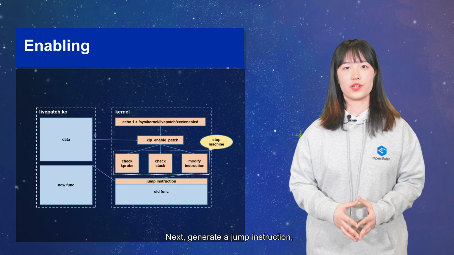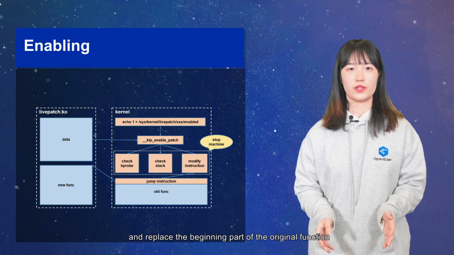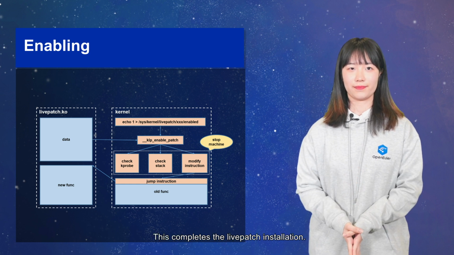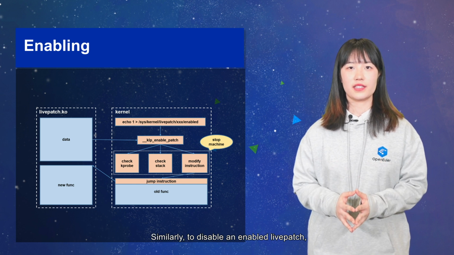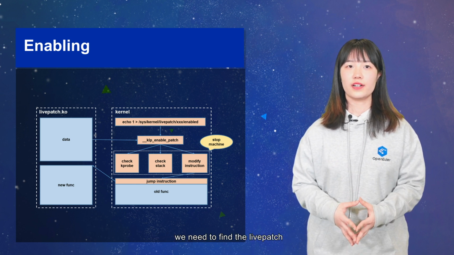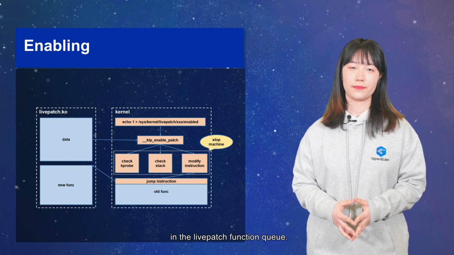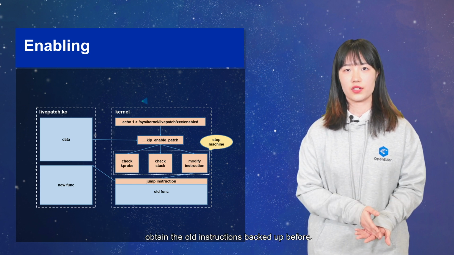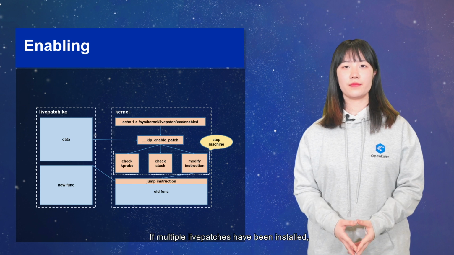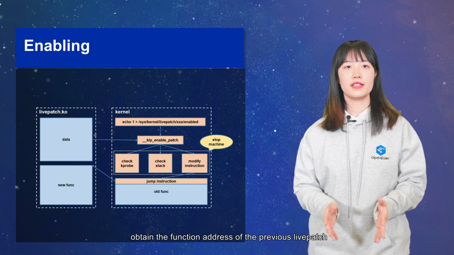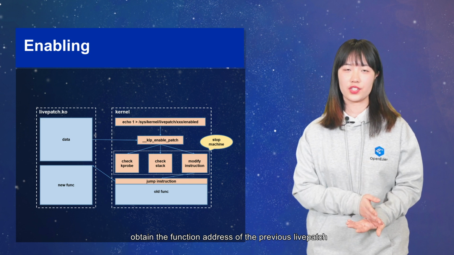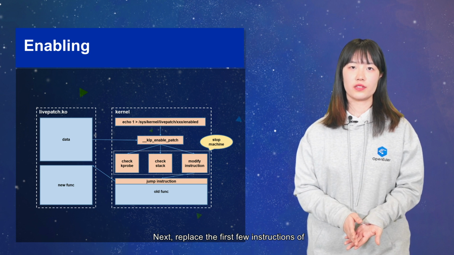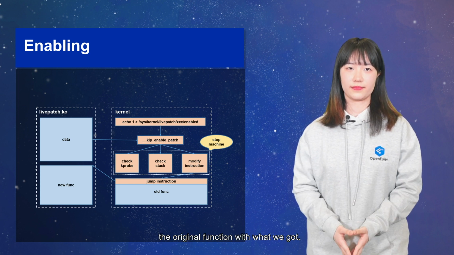Next, generate a jump instruction and replace the beginning part of the original function with the jump instruction. This completes the Livepatch installation. Similarly, to disable and enable the Livepatch, we need to find the Livepatch in the Livepatch function queue. If only one Livepatch has been installed for the function, obtain the old instructions backed up before. If multiple Livepatches have been installed, obtain the function address of the previous Livepatch and generate a jump instruction. Next, replace the first few instructions of the original function with what we got.